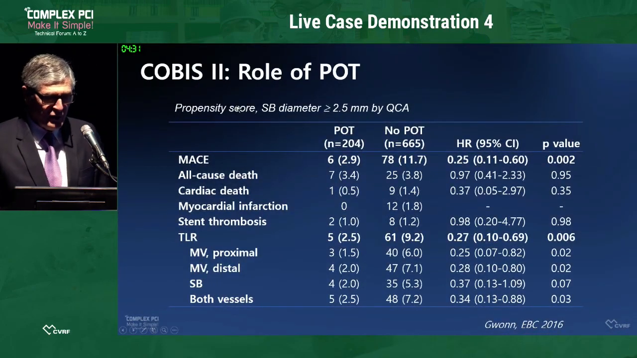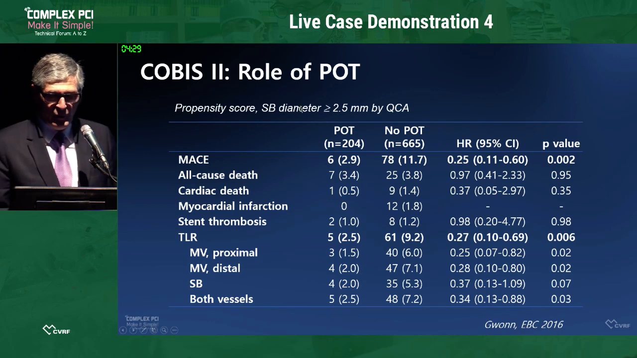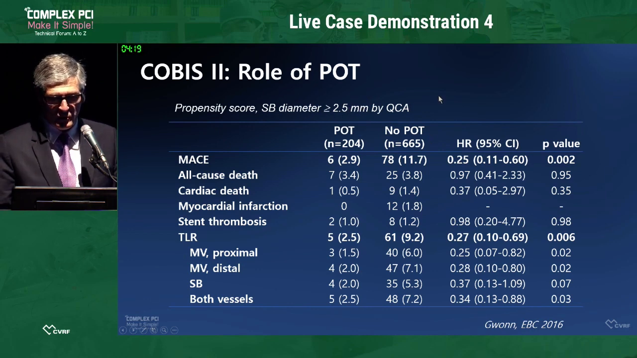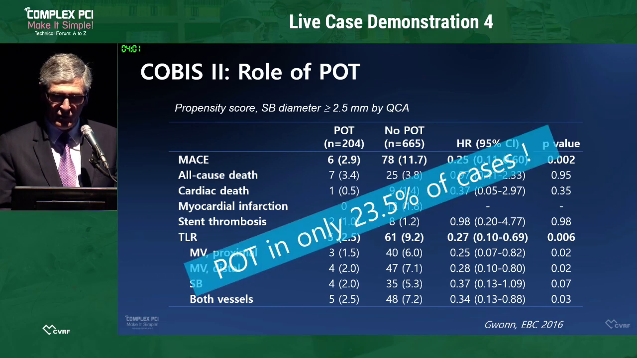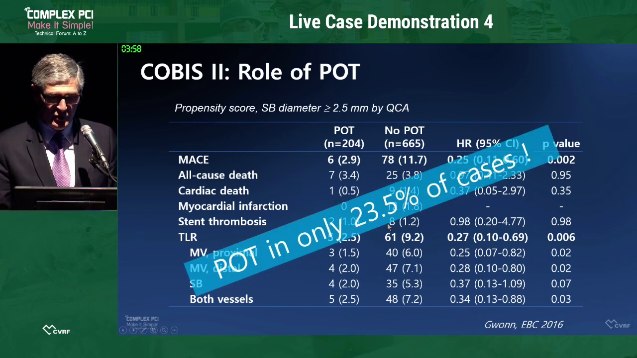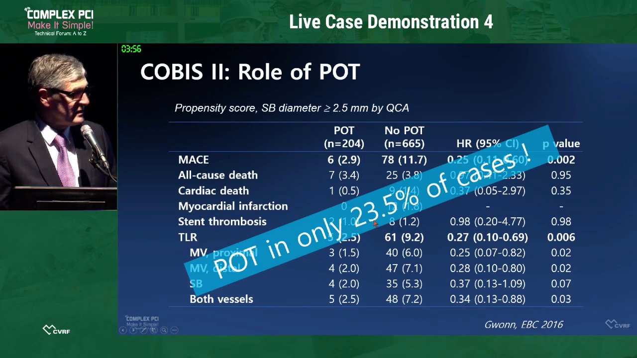Now, if we look at the clinical data, this is from COBIS-2. You know this data very well. It is a propensity score comparing POT to no POT with a side branch at least 2.5 millimeter in diameter. So it's a relevant side branch, and you can see that the impact of POT is huge. 2.9% MACE at 1 year as compared to 12%. So a big difference. Of course, it's not randomized, it's observational, but I think there are strong data. The problem is that POT in this study was used only in 24% of cases.